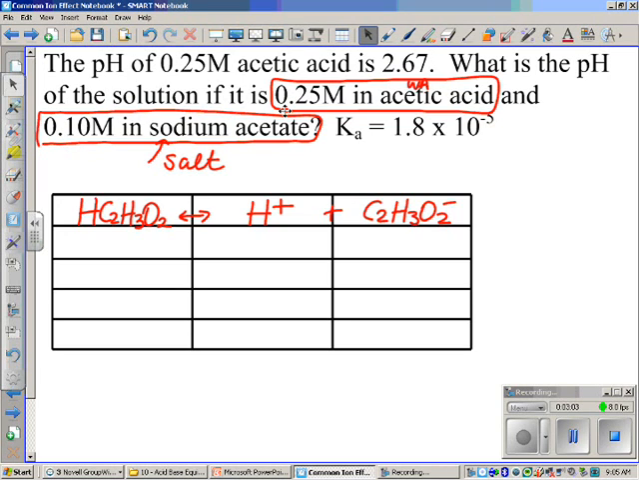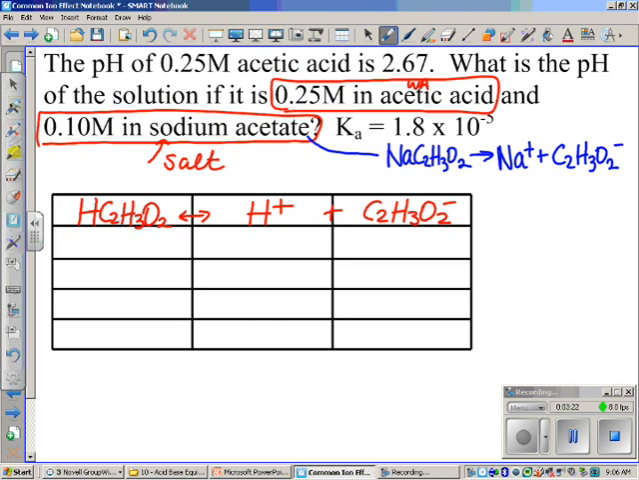Now, what else we have to do before we can go any further, just like we did with our salt problems, is write what this salt does when it's put into this aqueous solution. We know it's going to break up, single-sided arrow, into Na plus and C2H3O2 minus. And just like with our salts, we need to figure out what the concentration is of the salt itself.